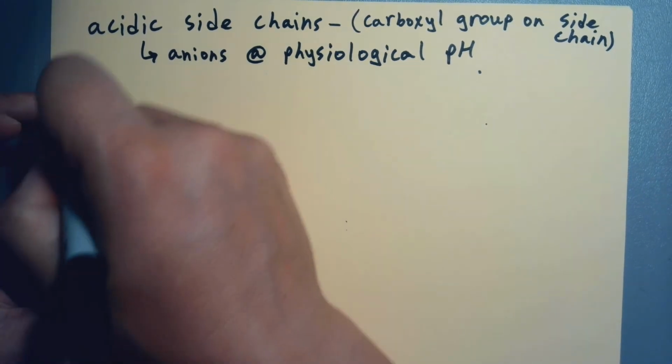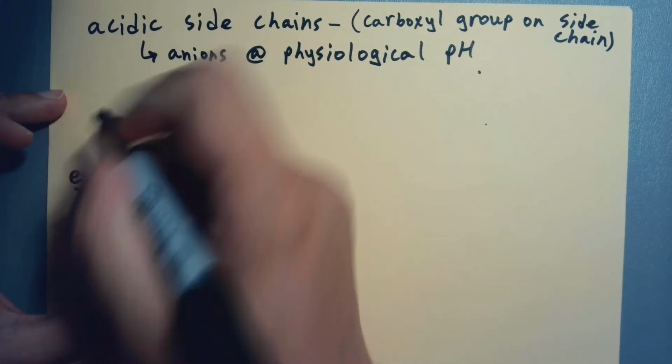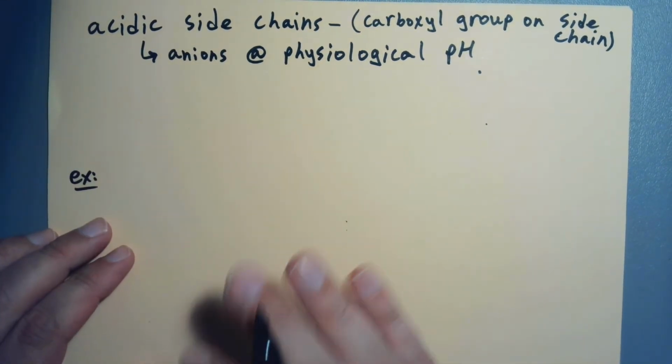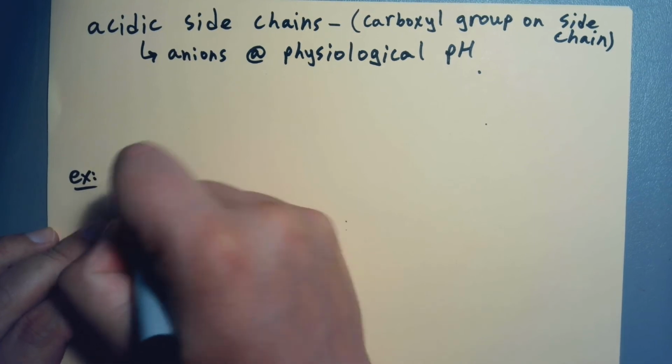So, let's give an example here. We need a little bit more room. These side chains start getting a little longer. Just a heads up on that. So, backbone.